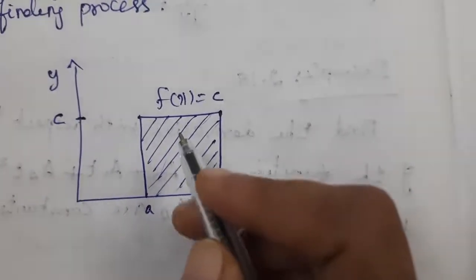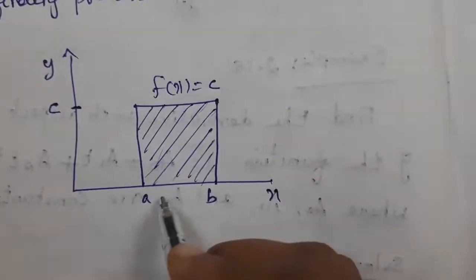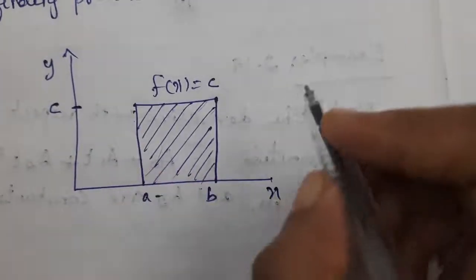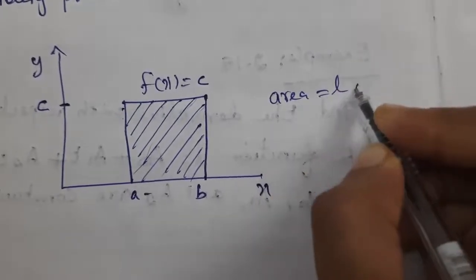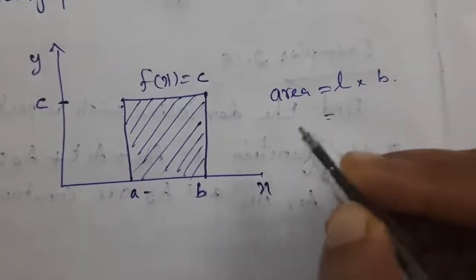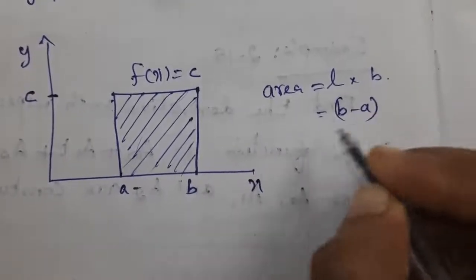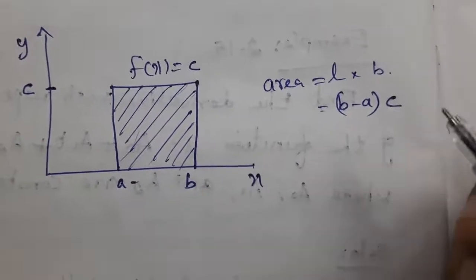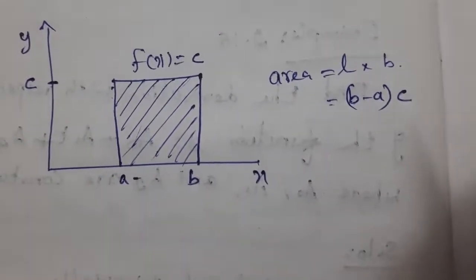The area of the rectangle is given by length into breadth. That is nothing but this distance into this distance. Am I right? Area, we can write it as length into breadth. So here the length is this distance. This distance we can write as b minus a, into this height, that is into C. This is for regular shape. We can find very easily.